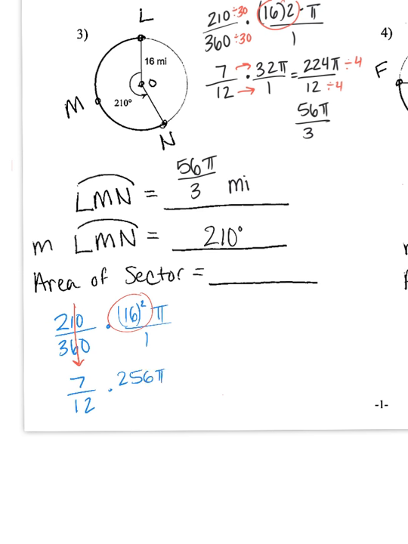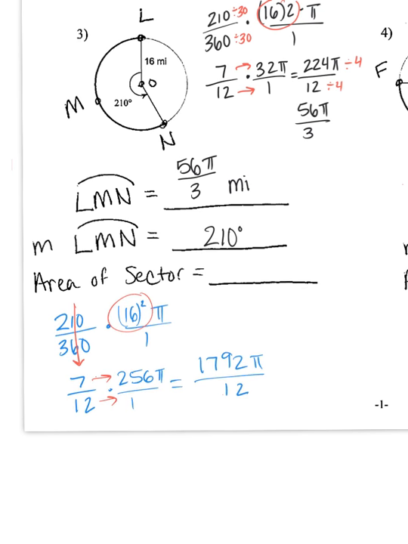Pi over 1, and I'm ready to multiply. If I multiply straight across, I have 256 times 7, which will give me, ooh, a big number. Okay, we can do this. 1,792 pi over 12.